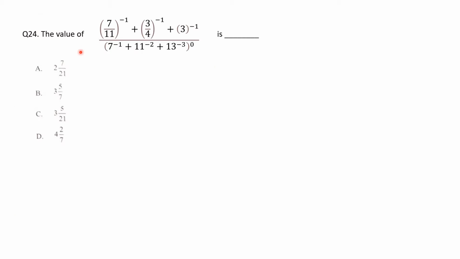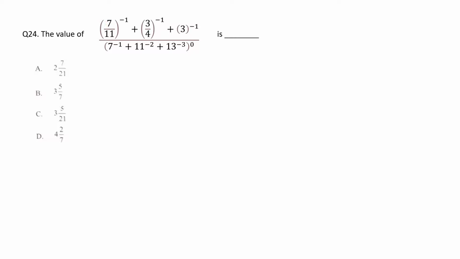Now next question, question number 24. Find the value of this. If you see the denominator part, the whole is having a power of 0. And we know that any rational number to the power 0 is going to be 1. So the denominator part no need to write, because this value is 1. So you have to solve only the numerator part.